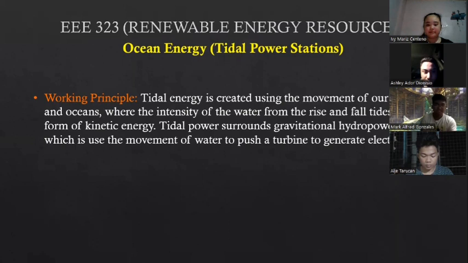The principle is such that tidal energy is created using the movement of our tides and oceans, where the intensity of the water from the rise and fall is a form of kinetic energy. This tidal power surrounds gravitational hydropower. In other words, the tidal energy is used to move the turbines using the waves.